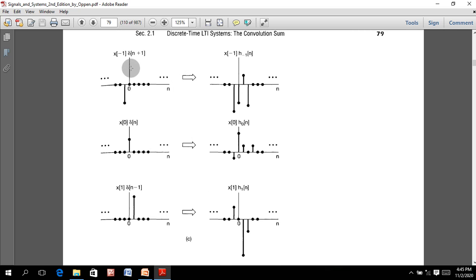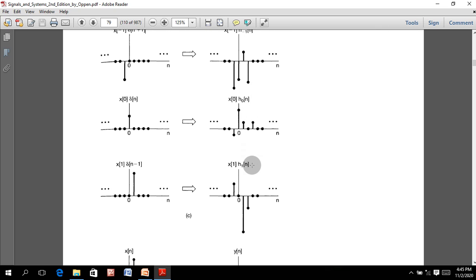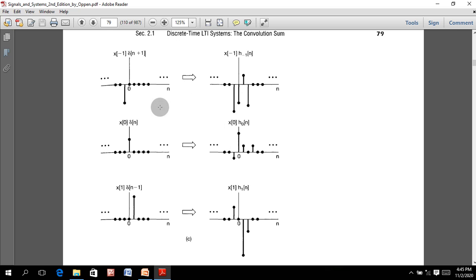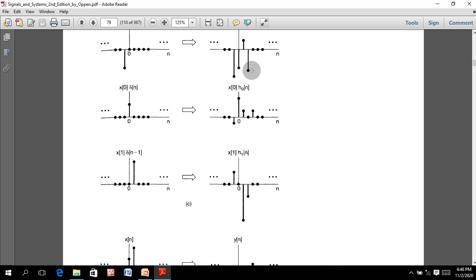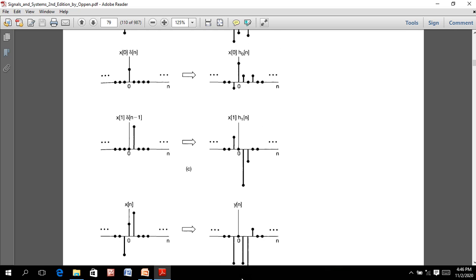And then we will convert this x of n: x of minus 1 into delta of n plus 1, to x of minus 1 into h of minus 1 n, h of 0 n, and h of 1 n, with the impulse responses. We will feed this and get this result, feed this and get this result, and after adding all these three, we will get the y of n. So this is the input and this is the output.